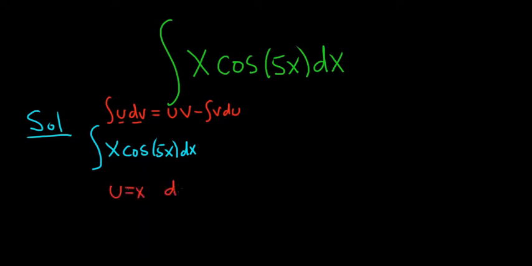And then dv is what's left over, so it's just cosine 5x dx. All right, so then du is equal to dx.